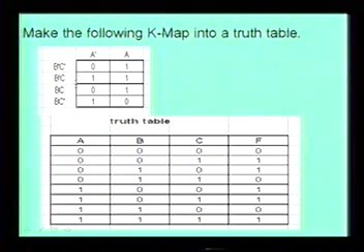So you can take a K map and convert it right into a truth table. But taking a truth table and directly converting that into a ladder logic diagram or into AND OR gates is not an easy task.